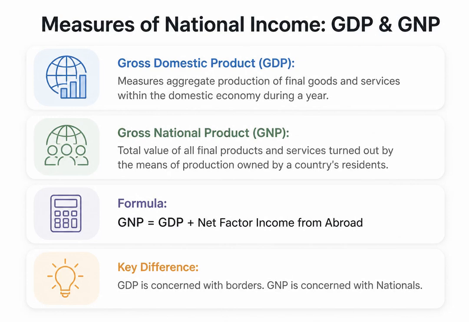The two most famous are GDP and GNP. Gross domestic product measures all final goods and services produced strictly within the domestic borders of a country, regardless of who produces them. Gross national product, however, measures the output produced by a country's residents, regardless of where in the world they are located. Simply put, GDP is about geographical borders, while GNP is about the nationality of the producers.